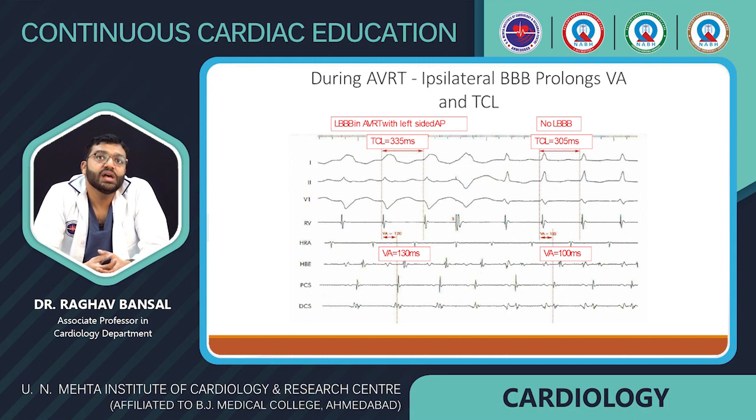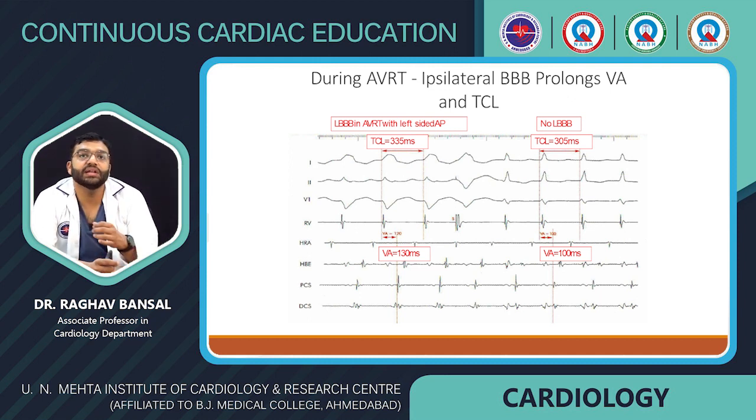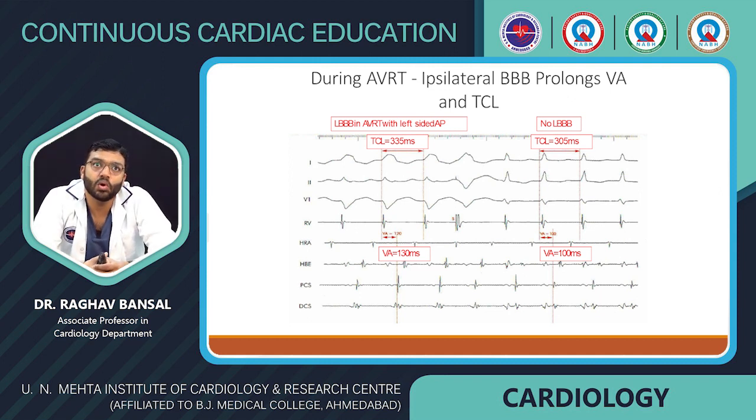So this is noticed during AVRT: if there is an ipsilateral bundle branch block, ipsilateral meaning on the same side as the pathway, for a left-sided pathway, LBBB, for a right-sided pathway, RBBB, it should prolong the VA interval as well as the tachycardia cycle length. If both of these things are happening, the tachycardia cycle length is prolonging and the VA interval is prolonging with an ipsilateral bundle branch block, it implicates that there is an ipsilateral accessory pathway.